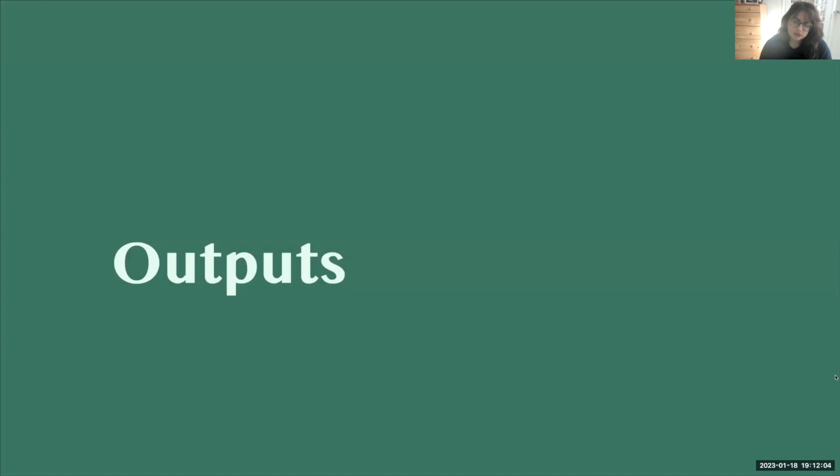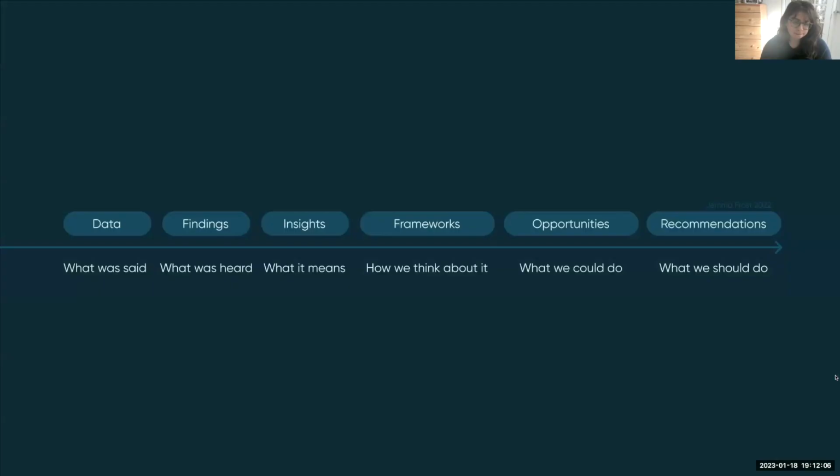So getting into the outputs, like I mentioned, this is what we're walking through: data, findings, insights, frameworks, opportunities, recommendations. I think about this as a thread that pulls through from the end of a study, a piece of data. So you're flipping the data and massaging it and building on it as it goes through these different gates.